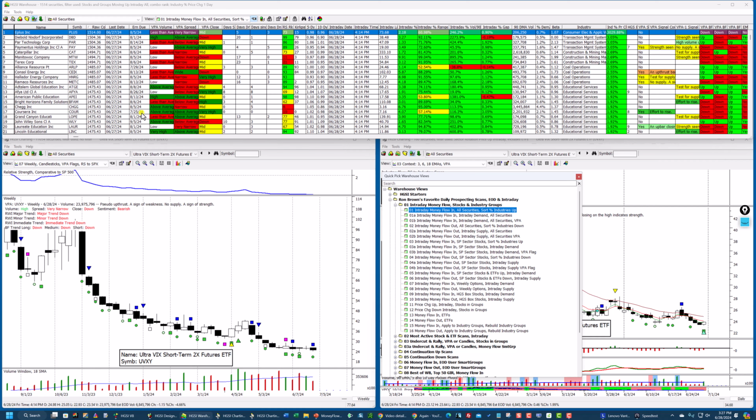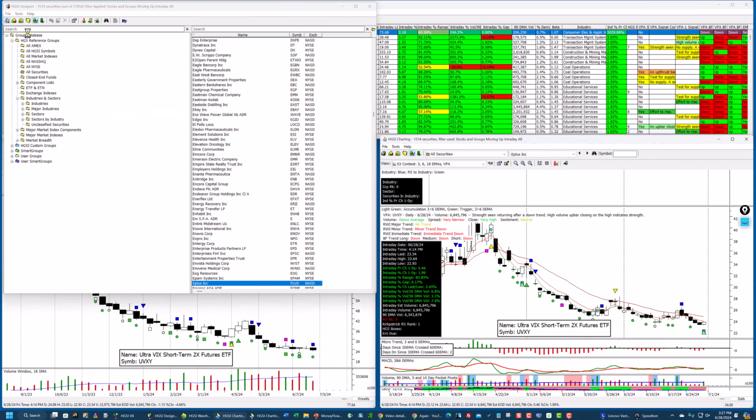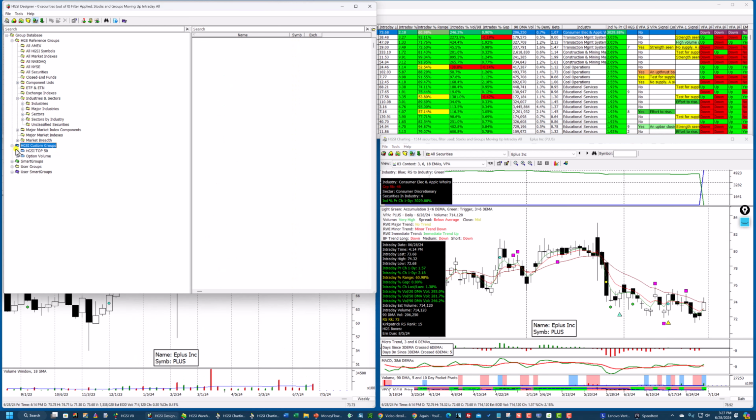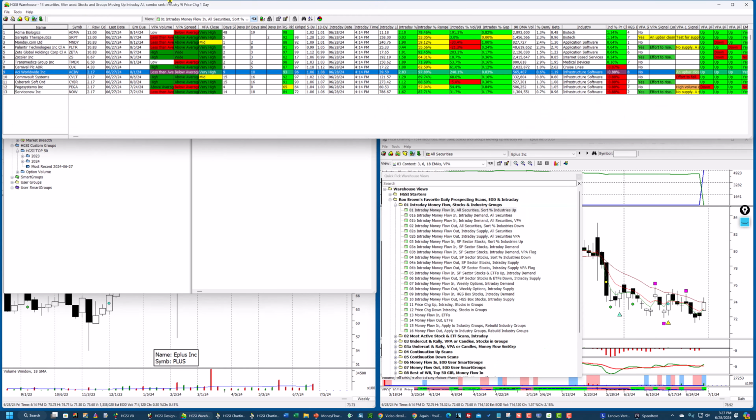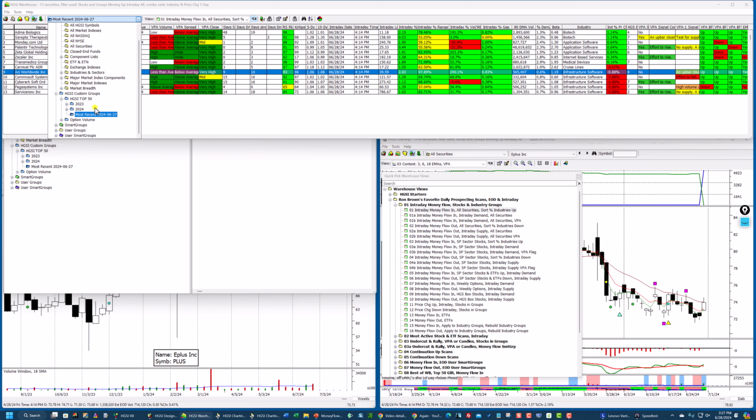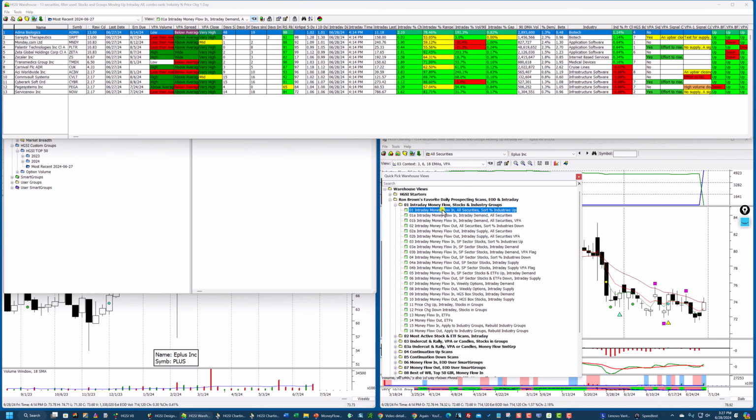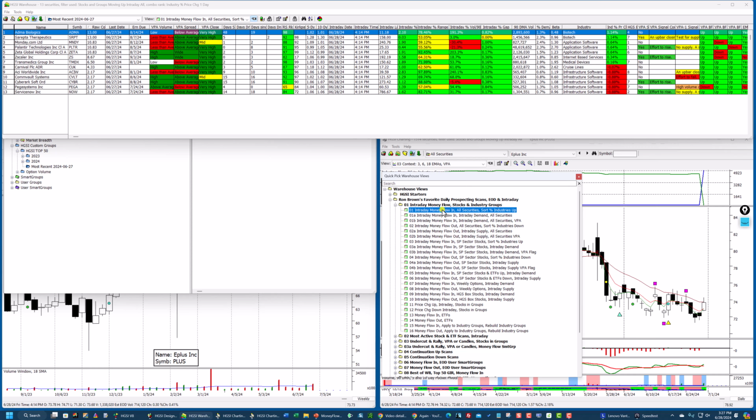If you want to go over here to the designer and go to the custom groups, if you want to apply this to stocks with decent option volume or the top 50 for the day, just go to the most recent, click through, and you can see that I'm now in the most recent group. And then this would be money flow in.